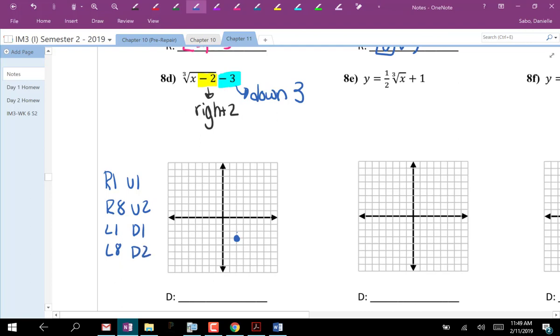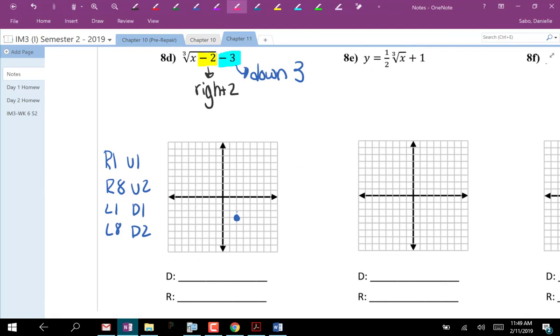And again, I know it's a lot to remember, but after a while, you're going to be shocked at how much you remember those patterns. So from that blue point, I'm going to go right 1, up 1, and then right 1, 2, 3, 4, 5, 6, 7, 8. It's way off the graph. Up 1, 2 is right there. Same thing, left 1, down 1, left 1, 2, 3, 4, 5, 6, 7, 8, down 1, 2. And there's my graph.